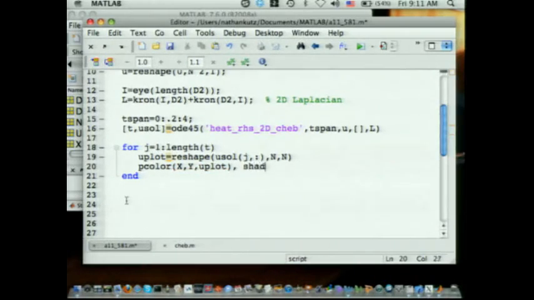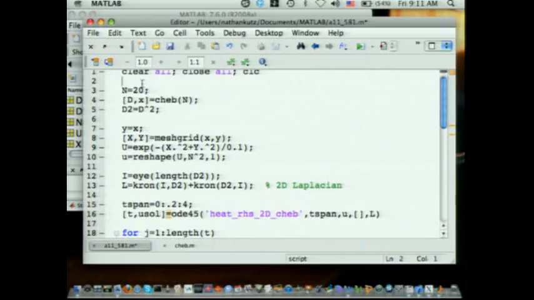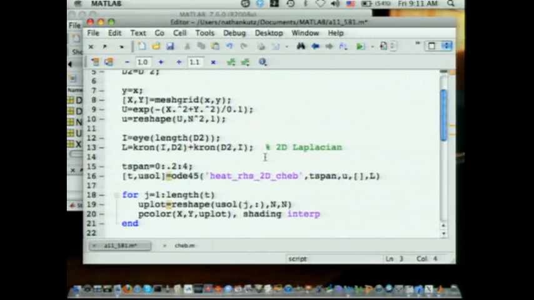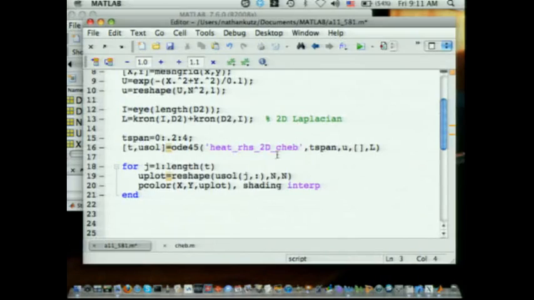We might want to use some shading interp on that. We also might want to make that 30 instead of 20, a little bit finer resolution. That's it. That's your old code. So let's go build that right-hand side function.